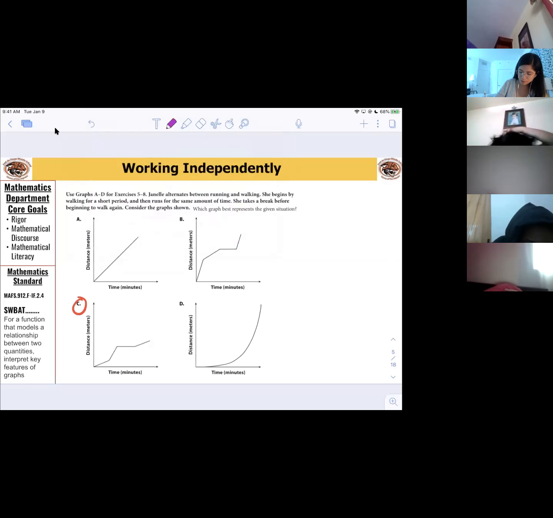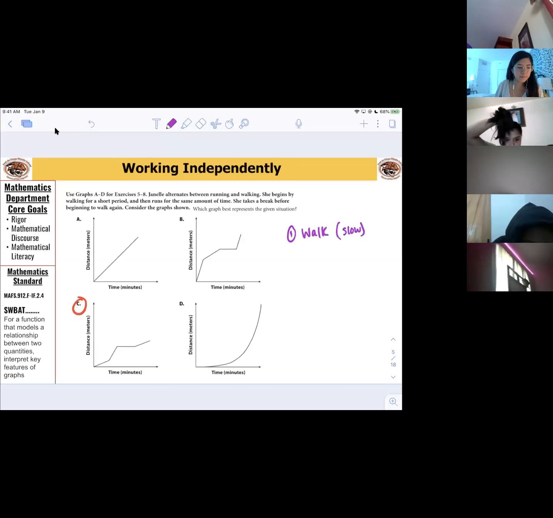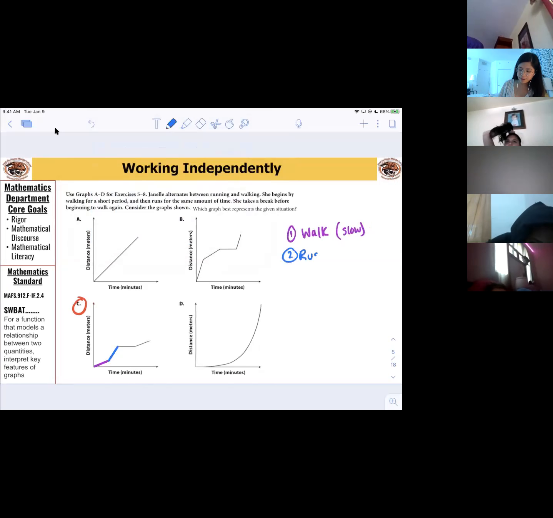So she does 4 things. What's the first thing she does? She walks. Is that going to be slow or fast? Slow. So are you looking for a steep hill or an easy hill? Easy, exactly. So some of you guys might have been stuck between answer choice B and answer choice D, but notice that the first segment over here is an easy hill, so that's how you know that this is going slow, whereas the second segment is a steeper hill, so you know that that's going to be a little bit faster because she's running.